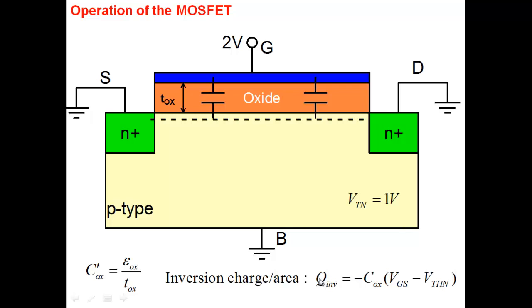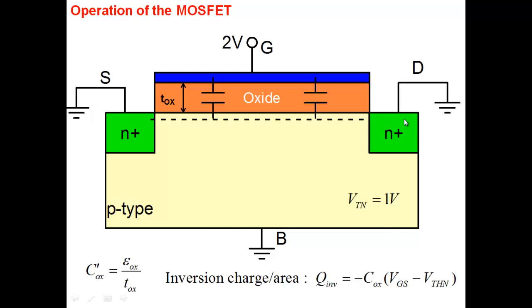Inversion charge per unit area, because this is the capacitance. I've not multiplied by the area. So this is capacitance per unit area, and the inversion charge that I get is also per unit area. This inversion charge is like a sheet of electrons, very, very thin, with a thickness of the order of a nanometer, a very thin sheet of electrons that exists at the surface.